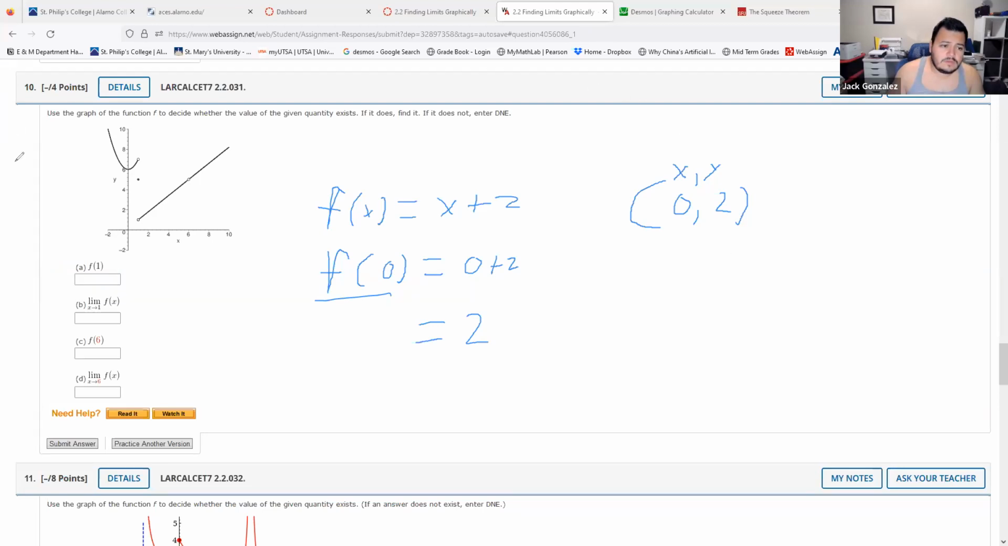This is f. So f of 1 has to be right there. 5. Does everyone agree that it is 5? Yes, it's 5. Does that make more sense? Okay. So make sure you ask questions. That way I can give more details. So that's why you're here.